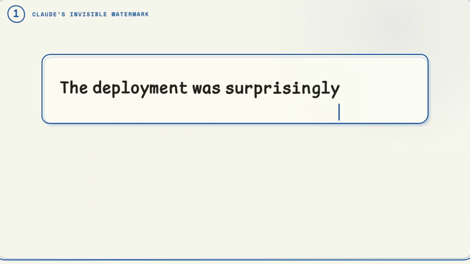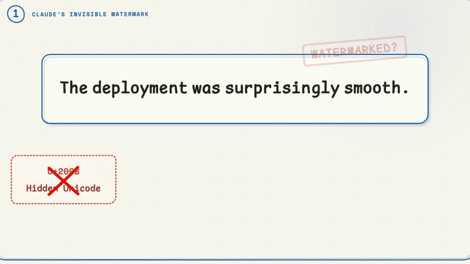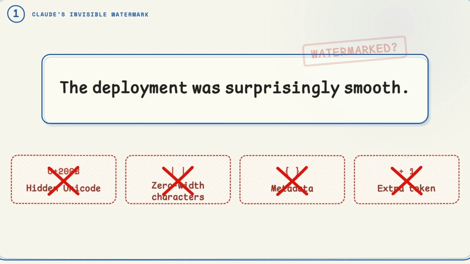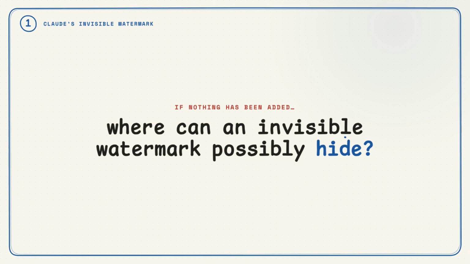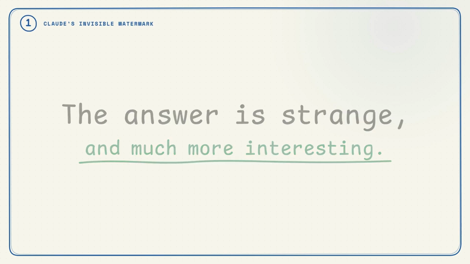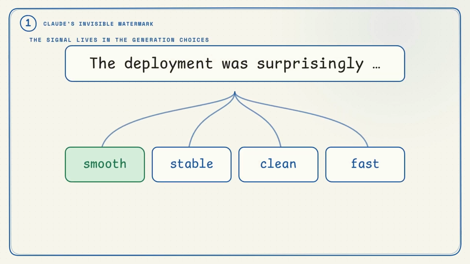This completely normal sentence would carry a Claude watermark, but there is no hidden Unicode, no zero-bit character, no metadata attached to it, not even an extra token. So if nothing has been added, where can an invisible watermark possibly be? The answer is strange and much more interesting. It hides in the choices that Claude makes while the sentence is being generated.